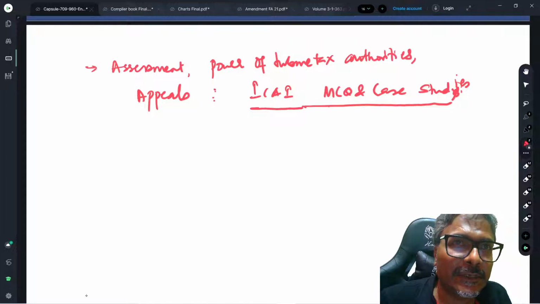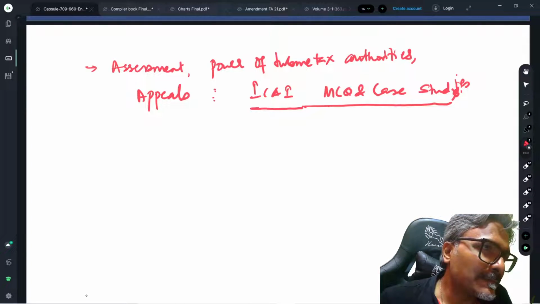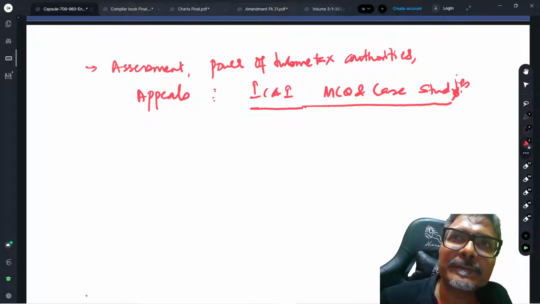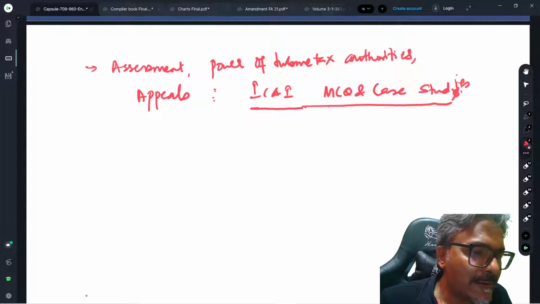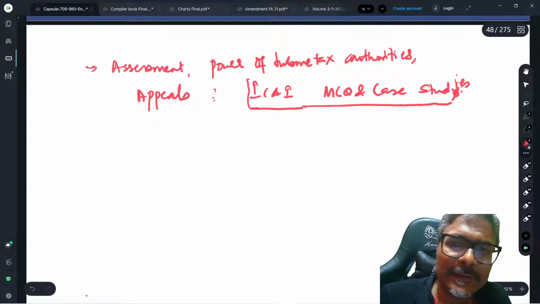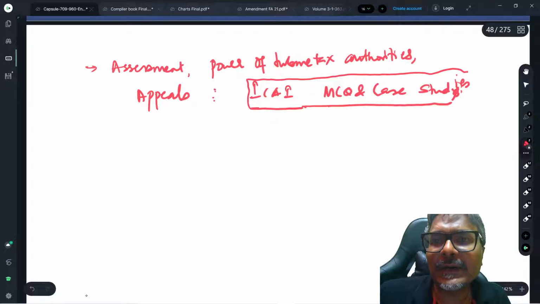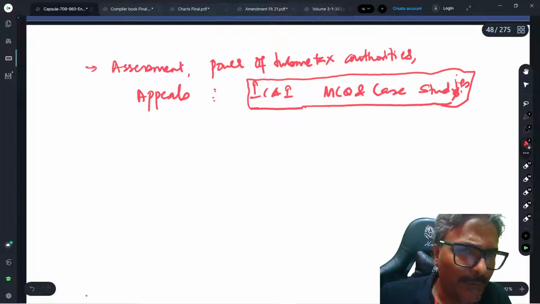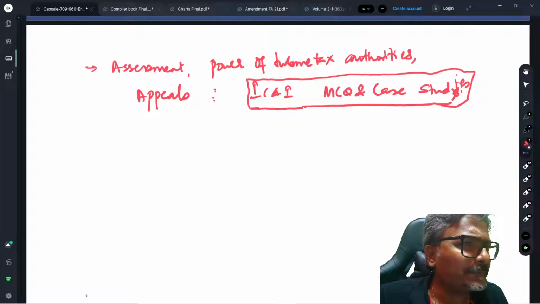ICI, MCQ and the case study. Is that clear to all of you? Okay, that is it, students. I have marked all of you this appropriate part.